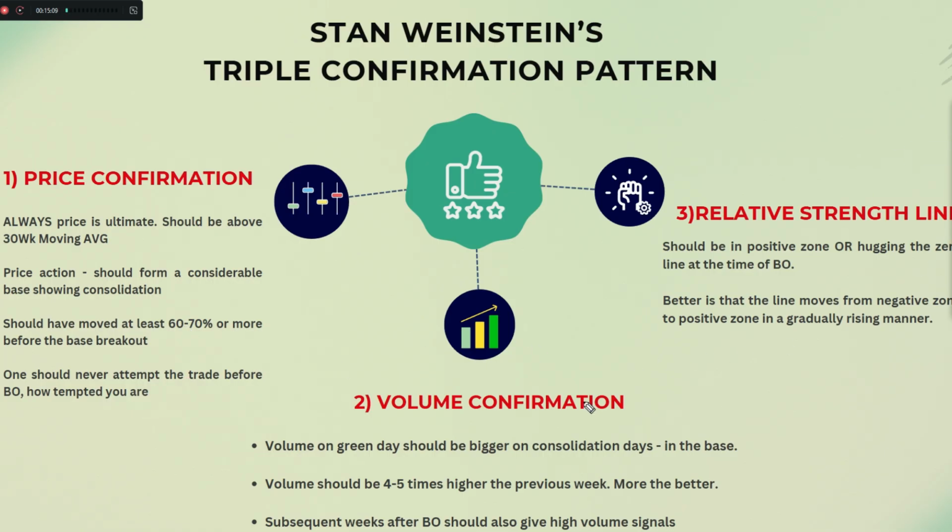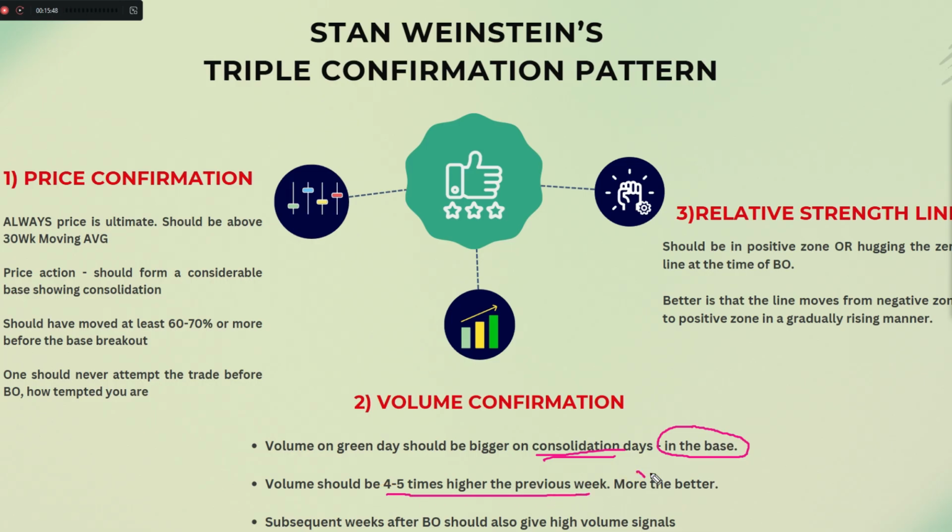The second confirmation is about the volume. Volume on green days should be bigger than on consolidation days. This is very important. In the base itself, we should be picking up volume, not only on the day of breakout. You should look at how the volumes are responding in the consolidation days or in the base. When the stock is up, you will see a good increase in volume. When the stock is down, you will see a smaller volume or a small red volume day.